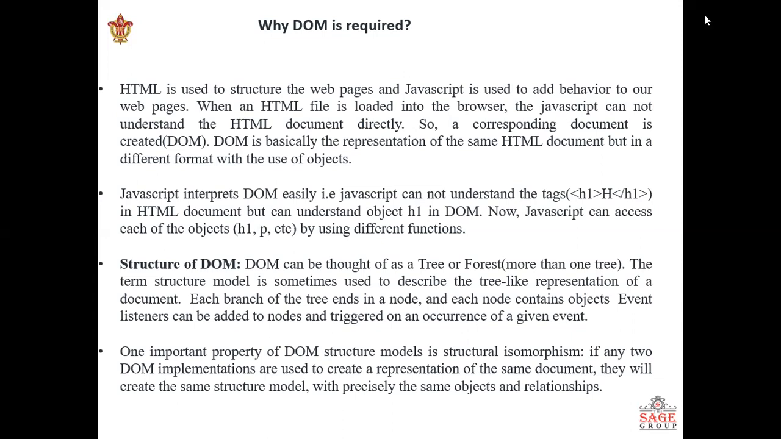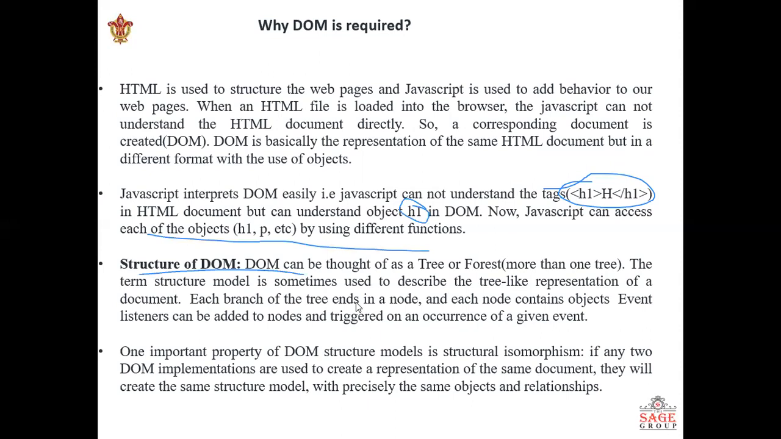So we can see here the tag H1, right? JavaScript cannot understand the HTML document directly, but it can understand the object H1 in the DOM. So now JavaScript can access each of the objects H1, P, etc. by using different functions. Now, the structure of the DOM. It can be thought of as a tree or forest, meaning more than one tree.